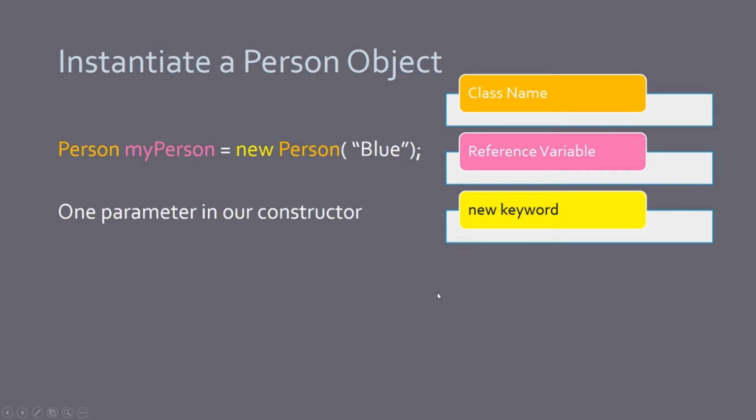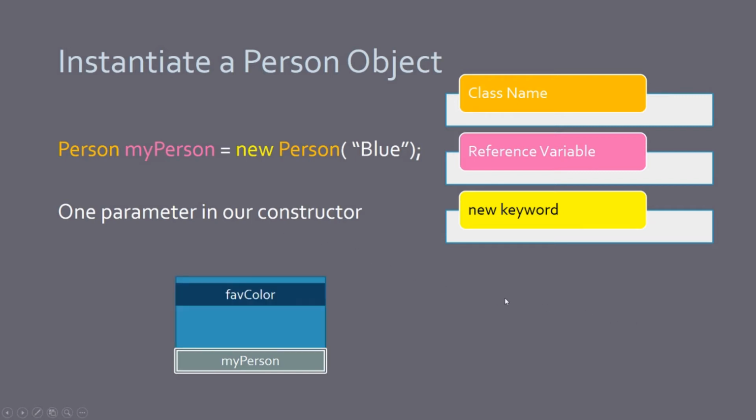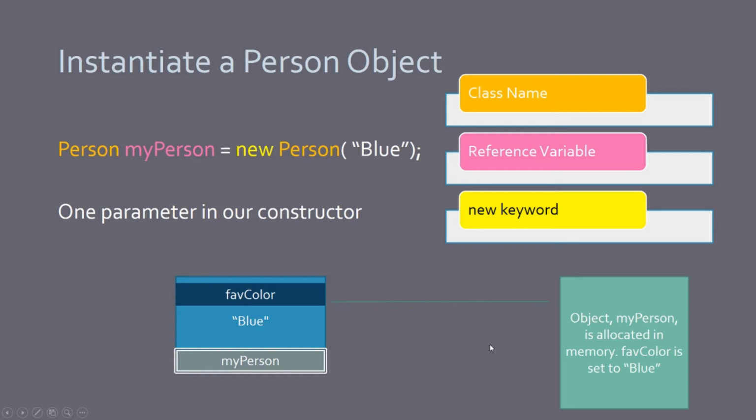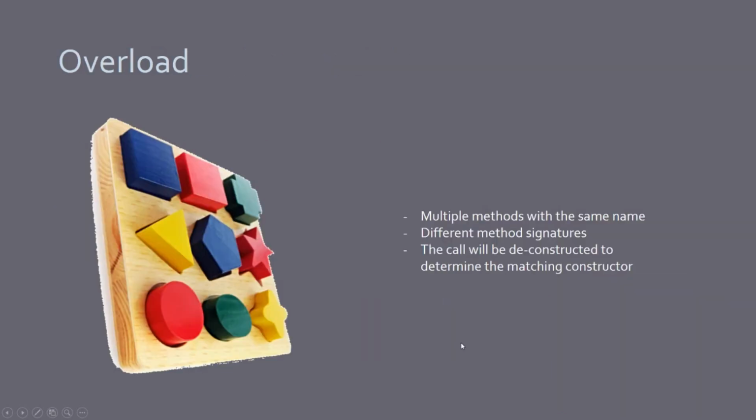Here's an instance of us creating a new person, passing a variable or a parameter value in for that favorite color. Our myPerson object gets allocated in memory, and the fav color variable is included, and as we run through our constructor, we use that parameter value to update that variable value. Okay, so we're all set.